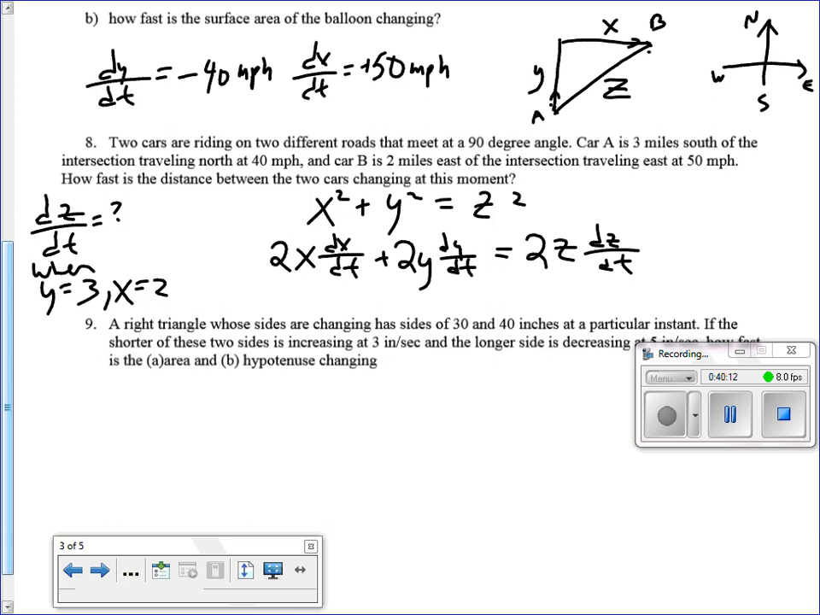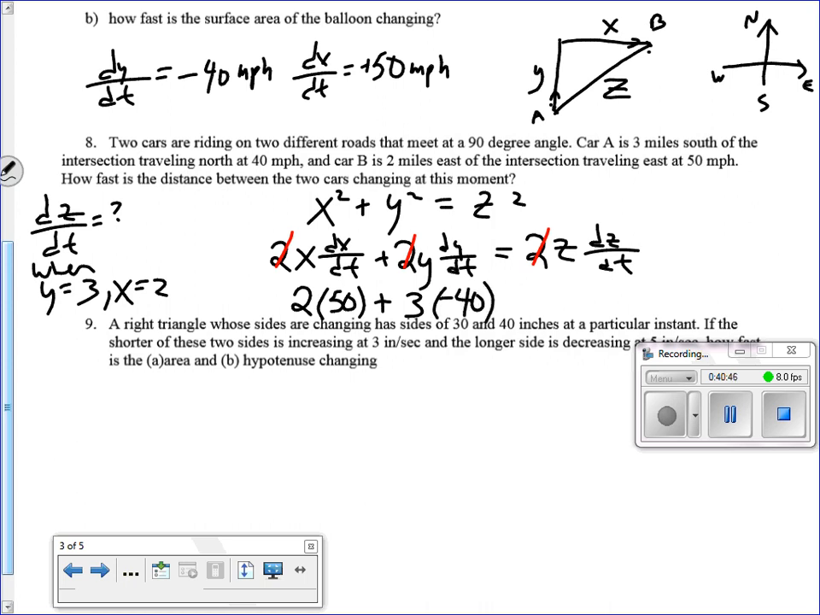Remember with Pythagorean theorem, because if you have an equation, you can divide each side of the equation by 2, so you can get rid of the 2's. Then we go to plug and chug. They told us when x is 2, I put a 2 in here. They told us dx/dt is 50, I put a 50 in here. They told us y is 3. Again, these are temporary values, because now y is not 3 all the time. That's why I had to wait till after I took the derivative to put in these numbers. And dy/dt is negative 40.